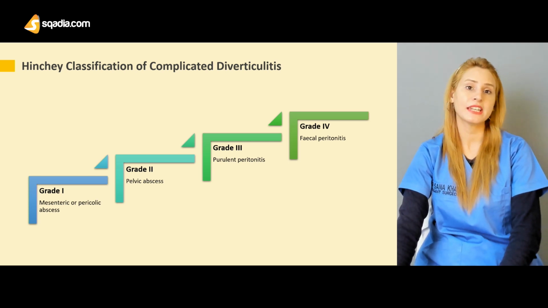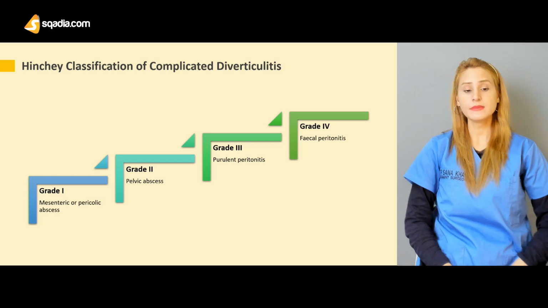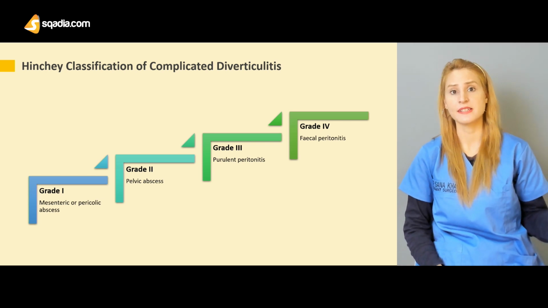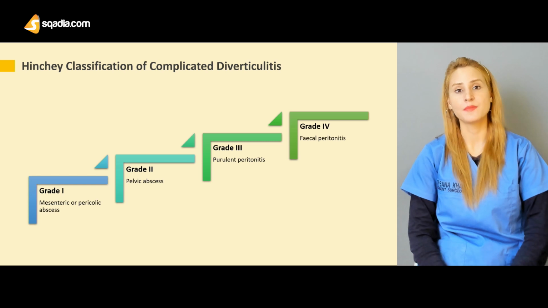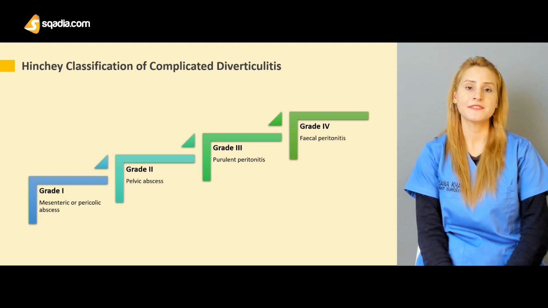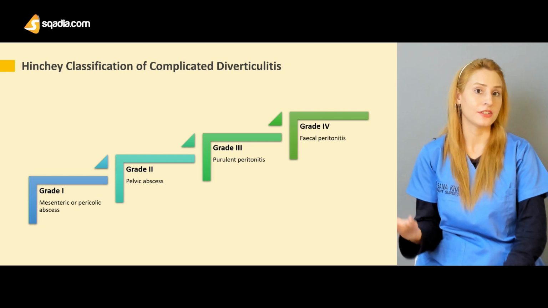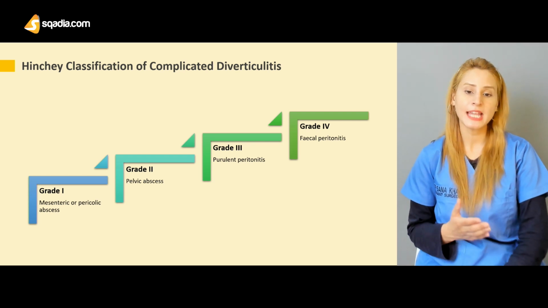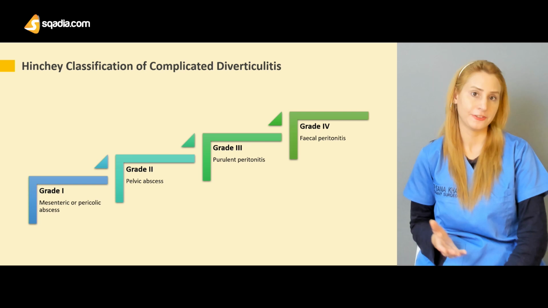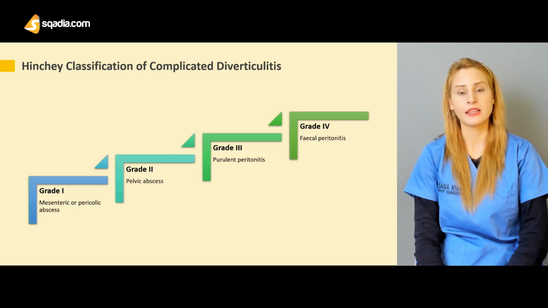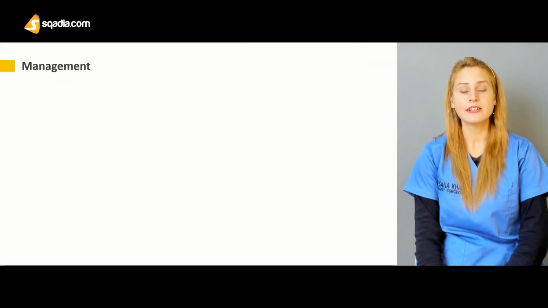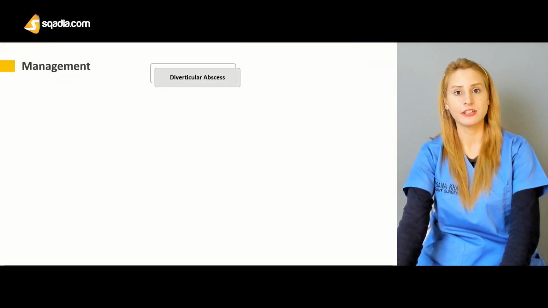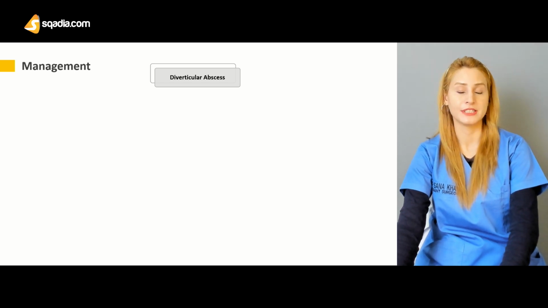Whenever the complications have already developed, you can drain the mesenteric or pericolonic abscess. Percutaneous drainage can be done if the abscess is small, less than 5 centimeter. But if the abscess is large, greater than 5 centimeter, then you have to go for open drainage. For pelvic abscesses, purulent peritonitis, and fecal peritonitis, again, the safest option is the open surgical procedure.